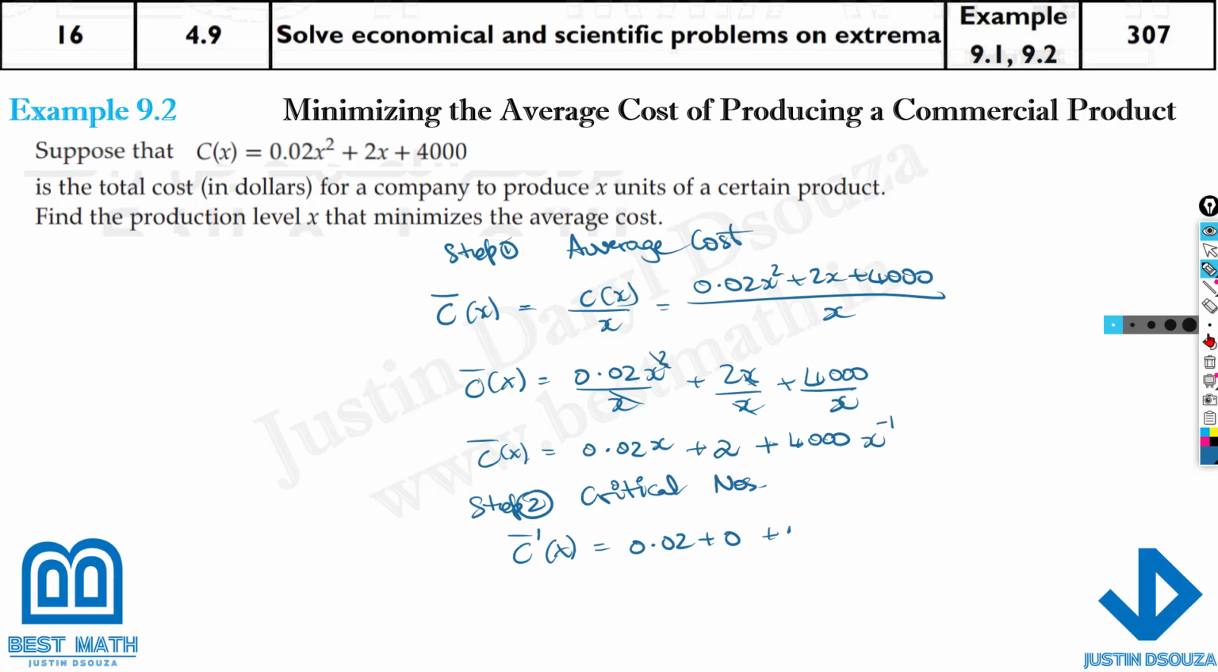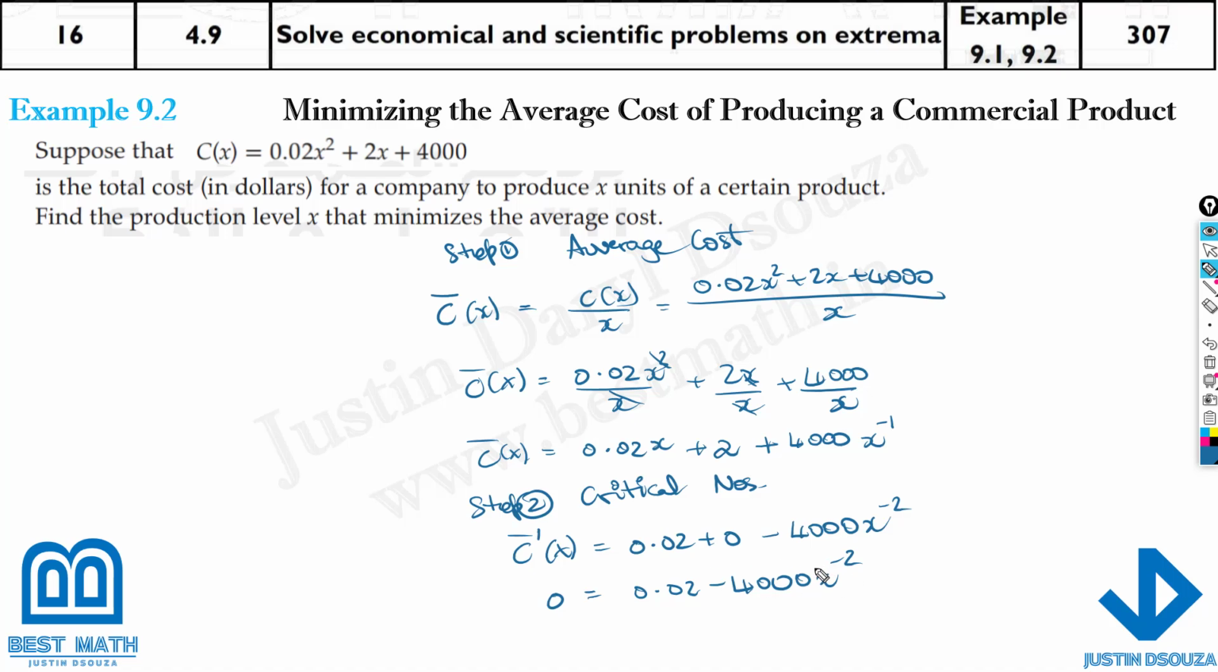So now what happens over here? We have negative x power minus 1. So this becomes minus 4000, and minus 1 will be minus 2. So let's make this equal to 0: 0 equals 0.02 minus 4000 x power minus 2.